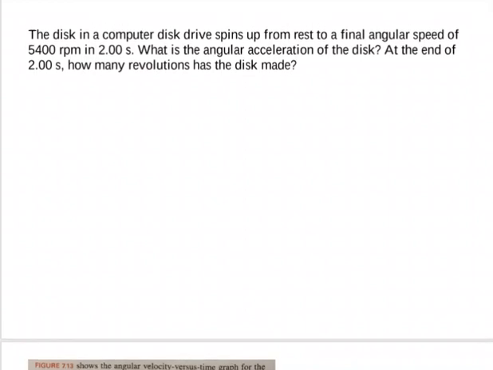Okay, so the first thing we need to do is realize spins up from rest. That is an omega initial of 0 radians per second. Okay, and then 5,400 RPM, revolutions per minute. Remember, revolutions is not really a unit. So revolutions per minute is a frequency that they gave us. We have an omega final that we can turn into a velocity, angular velocity, using the 5,400 RPM revolutions per minute.